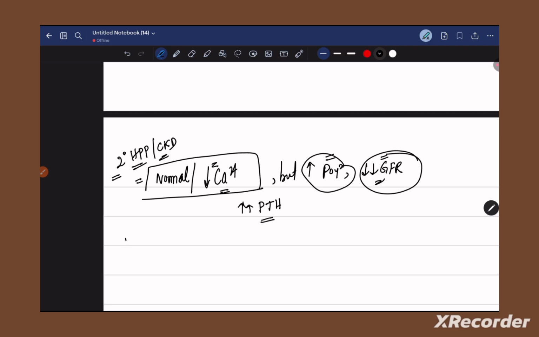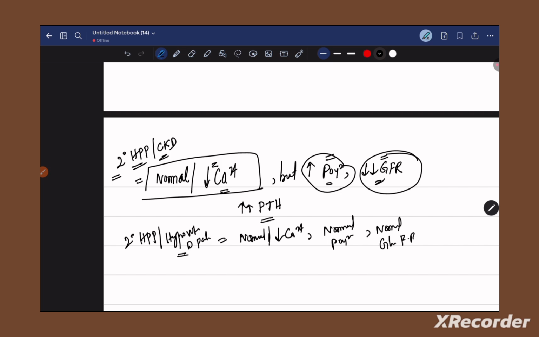What will happen to the secondary hyperparathyroidism with hypovitaminosis D patients? There will be normal or decreased calcium. Okay, what will happen to the phosphates? Anyone? Normal phosphates. Why? Because kidney is normal. Here only hypovitaminosis D means kidney is normal, it is dumping phosphates in the urine, and there will be normal glomerular filtration rate. Okay, so this thing you have to remember.